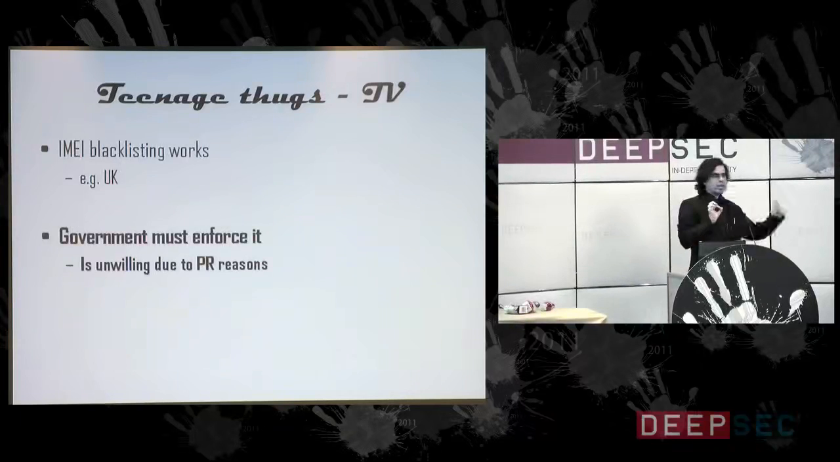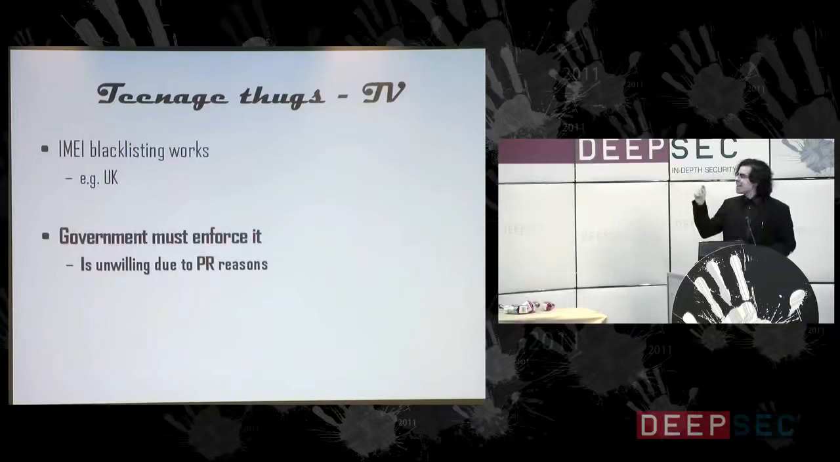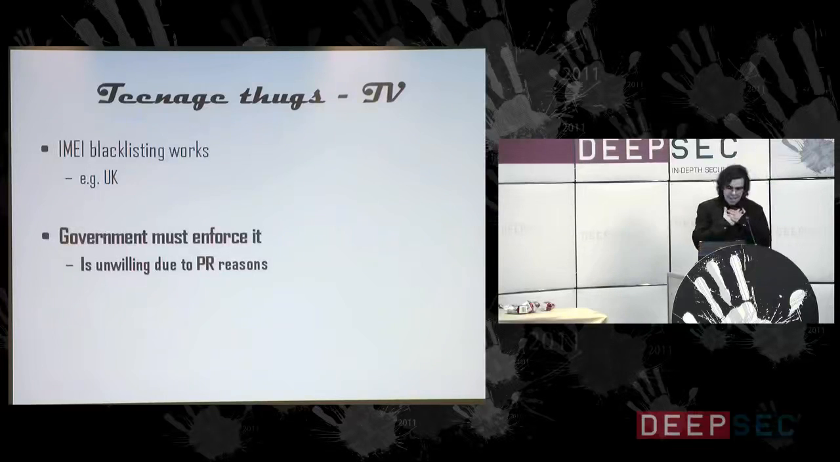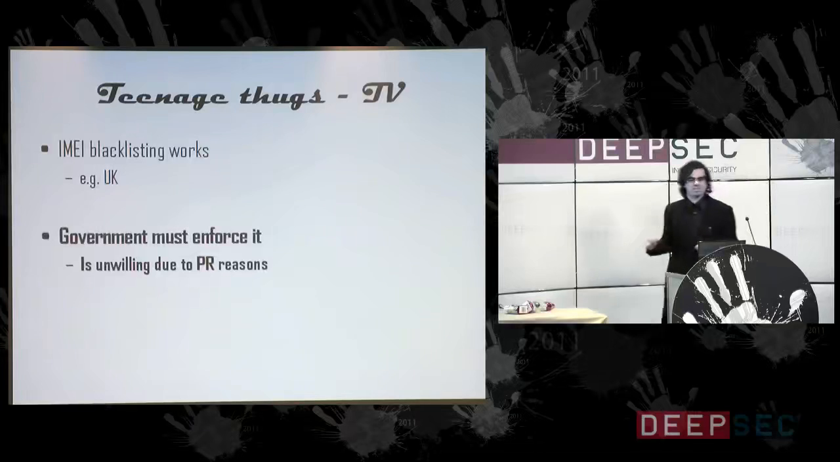There is one way to stop these kinds of cell phone thefts. And this way is an email blacklist. And it works extraordinarily well, for example, in the UK. But the problem is this: the governments don't want to enforce it. Because if you as a government admit that you've got a problem with petty theft, who would vote for a government which can't control crime? Who of you would? Nobody. All of you are smart and honest.